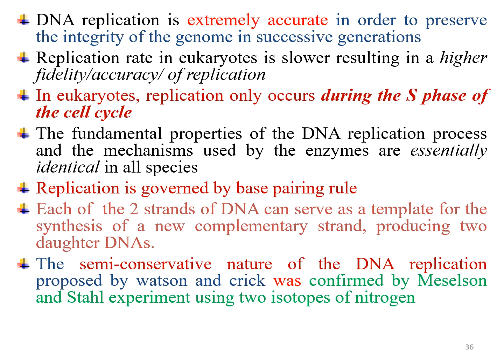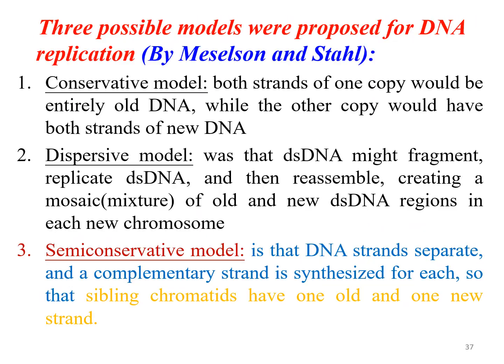producing two daughter DNAs. The semi-conservative nature of DNA replication proposed by Watson and Crick was confirmed by the Meselson and Stahl experiment using two isotopes of nitrogen. So for the first time, DNA replication was identified by the Meselson and Stahl experiment by using what? The two isotopes of nitrogen. Three possible models were proposed for DNA replication.